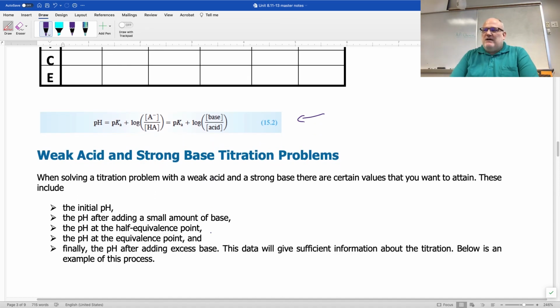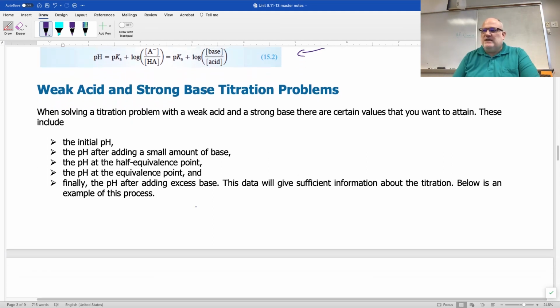But before I do that, I want you to understand that we're going to be doing titration curves. In other words, drawing a graph of titrations as we're going along through this problem. So there are always 5 places that we want to mark on our graph, and then we'll connect the dots. Initial pH, pH after adding a small amount, the half equivalence point, the equivalence point, and after we've gone past the equivalence point. Again, right now as you're watching this for the first time, it may not make a whole ton of sense. So the best way to do this is to try a problem.